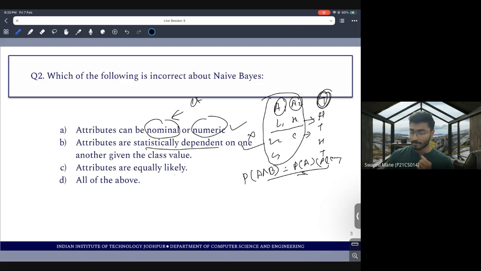This option is incorrect: attributes are equally likely. Maybe this option may be eligible, like if the prior probabilities are uniformly distributed, then in that case these attributes may be equally likely. But this is not always assumed. Naive Bayes primarily focuses on conditional independence. So this is true in some cases, but obviously this option is not correct. Statistically dependent attributes are not there actually. They are independent attributes.